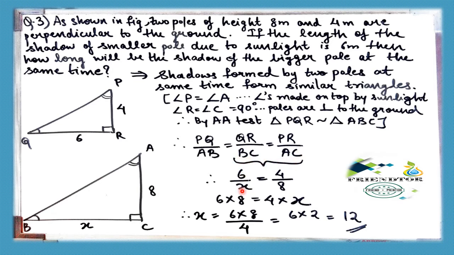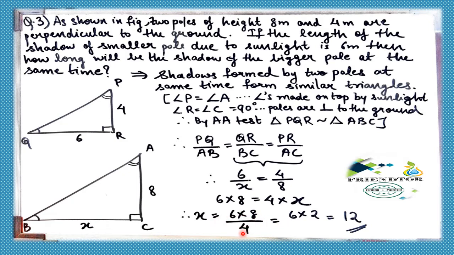So 6 upon x is equal to 4 by 8, just substituting the values. Now multiply the denominators to the other side. So 6 into 8 is equal to 4 into x. Therefore x is equal to 6 into 8 upon 4.